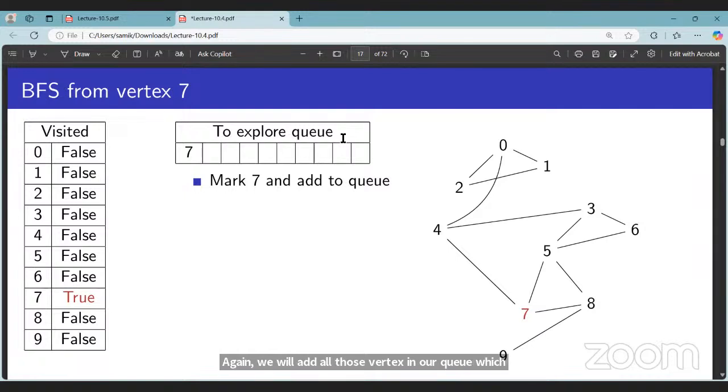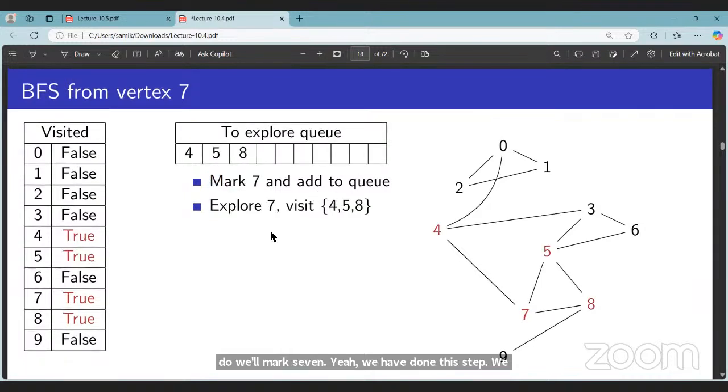Since 7 is visited and it hasn't been explored, that's why it's in the queue. Whenever we have a vertex in our queue, we can explore that vertex. So we have done this step: we mark 7 and add it to our queue. Now the next step will be to explore 7.